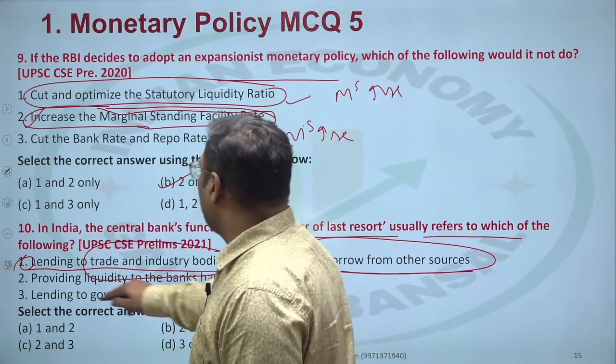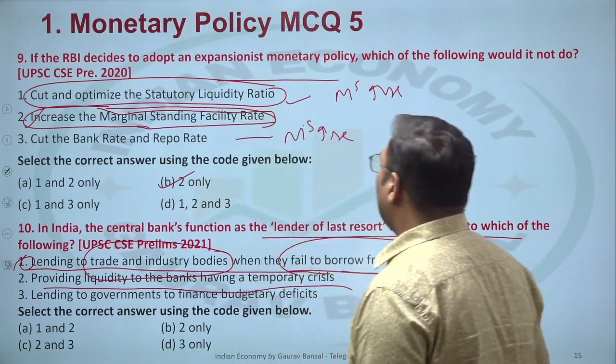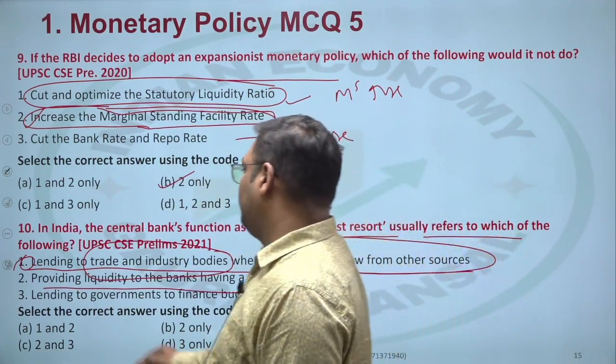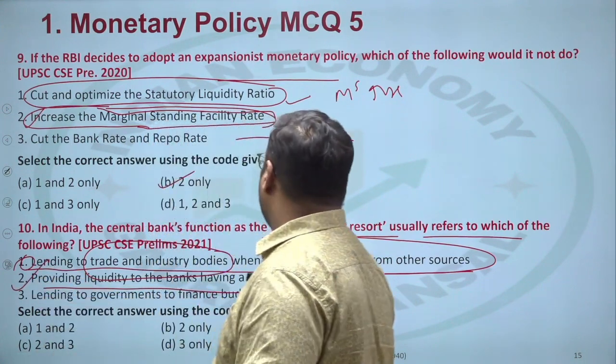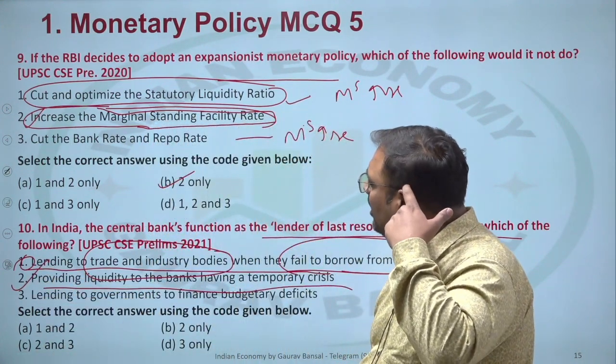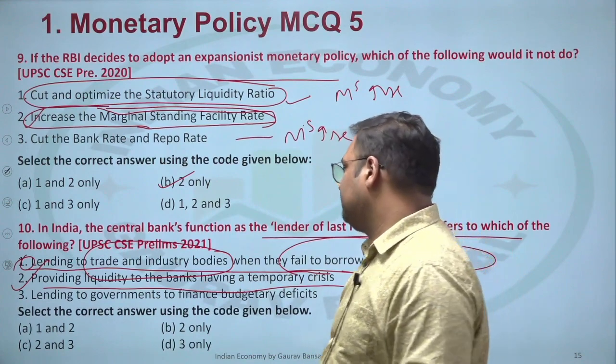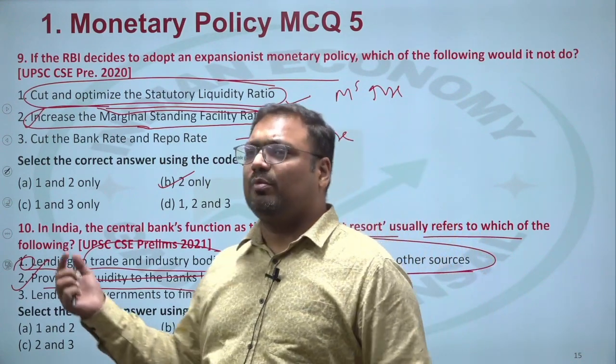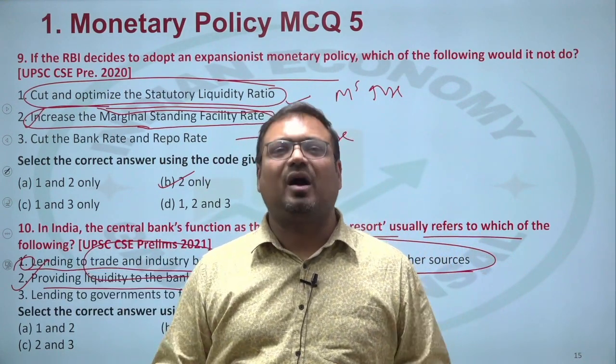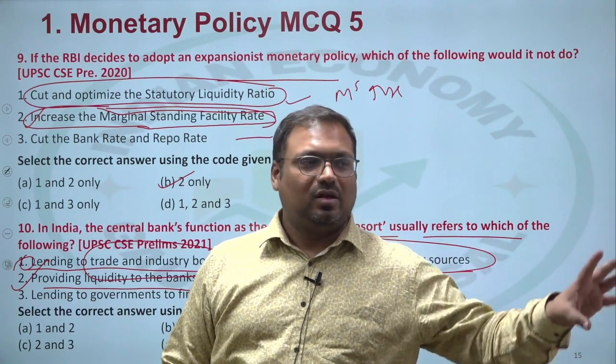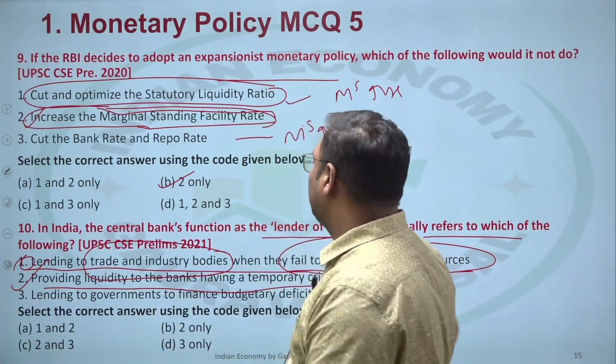Second, providing liquidity to the bank having a temporary crisis. This is correct. So when no other function is available, they can give them some extra credit. Lender of last resort means when nothing else is there, then I am there for you. Okay, like God.